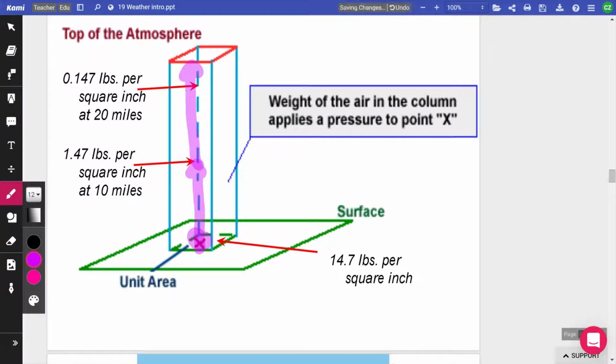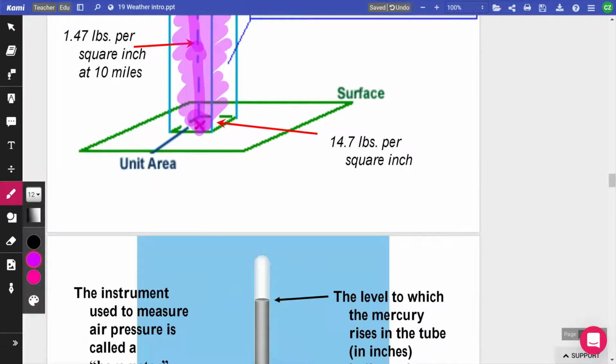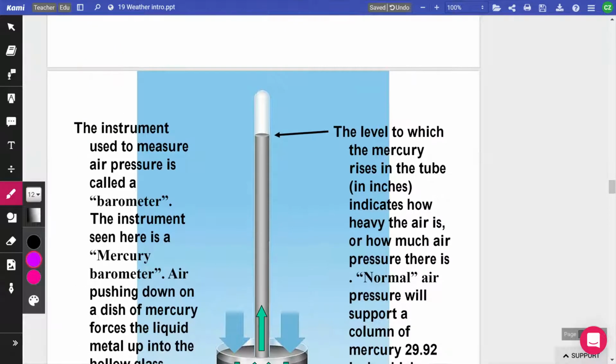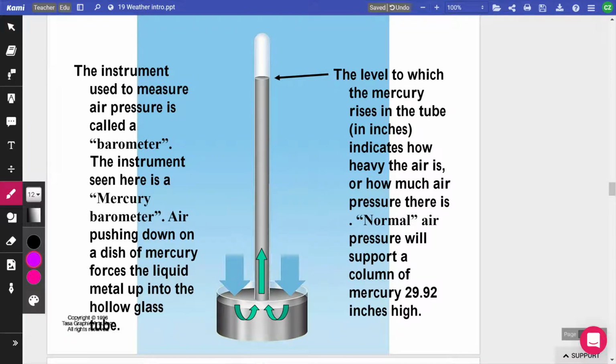You don't have to be specific on it, but it is nice to know that wherever you go, there is this column of air above your head. And that is what's affecting pressure in your body and how you feel it. The higher you go, the lower the pressure. The closer to the center of the earth, the higher the pressure. So this slides a lot.